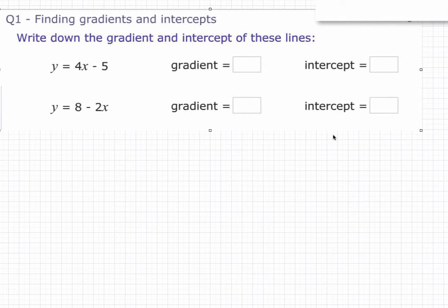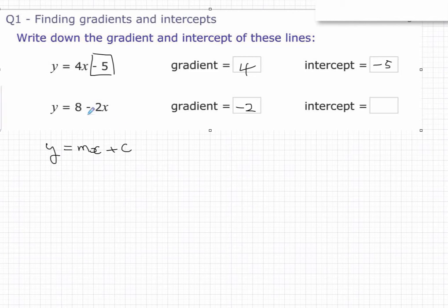Right, here we've got to find the gradient. Now remember here that y equals mx plus c, where m is the gradient. So here the gradient is 4, that's simple. And here the gradient is minus 2. Now the intercept is what comes at the end. So here the intercept is minus 5.